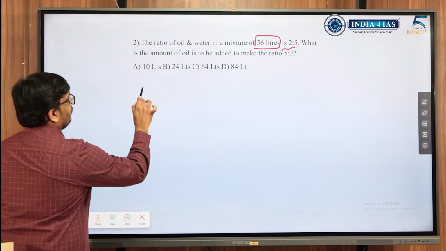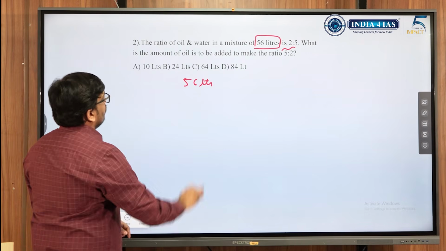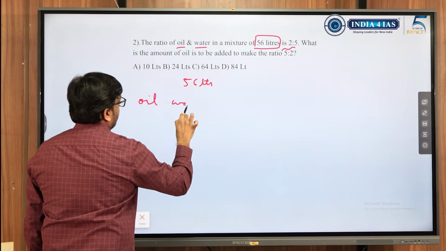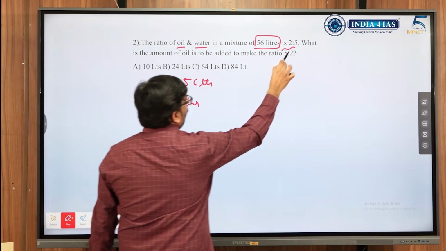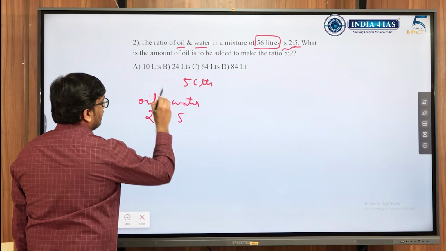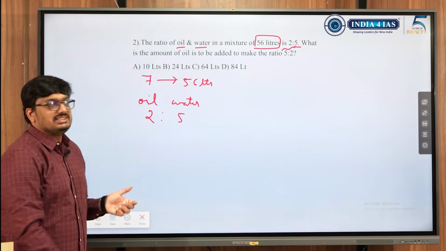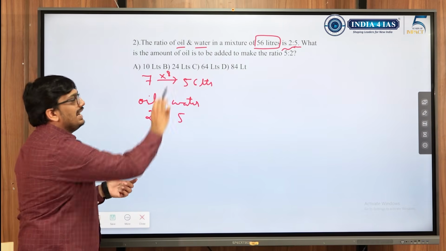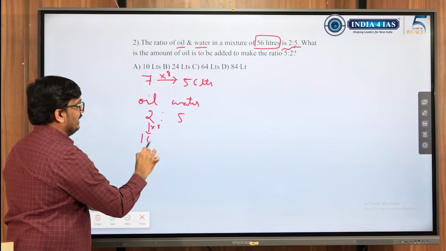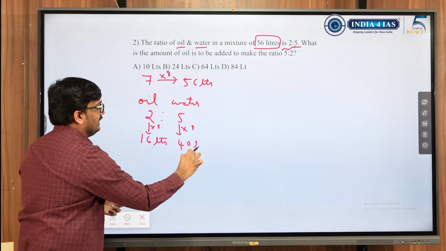Okay. First, in a mixture of 56 liters, that is definite number, oil and water is in the ratio 2:5. 2 parts oil, 5 parts water. Total 2 plus 5 is 7 parts. That is nothing but 56 liters. 7 parts is 56 liters. Therefore, 1 part is 8 liters. Then oil 2 parts, 2 into 8, 16 liters. Water 5 parts, 5 into 8, that is 40 liters.